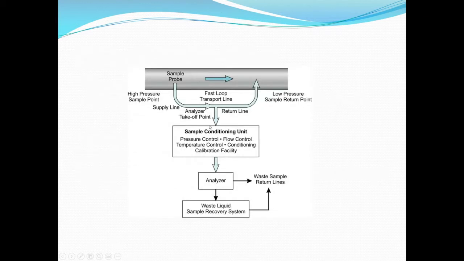Okay, here's the overall kind of fancy-dancy picture. It tells you all kinds of wonderful information here. So we have a process, we have our fast loop, we have a high pressure side over here, we have a low pressure side over here. Nothing in here really telling us that we're going to get a pressure drop, but I guess we have to assume that. Then we have our analyzer takeoff point, some tubing that takes us to the sample conditioning unit, which again contains all of our conditioning elements, pressure, flow, temperature, filters, check valves, calibration facility, all that kind of good stuff. Feeds that to the analyzer. The analyzer does its work and then gets rid of the waste some way, somehow.